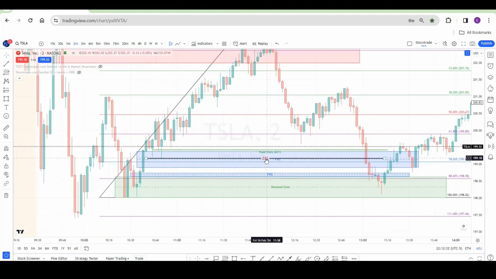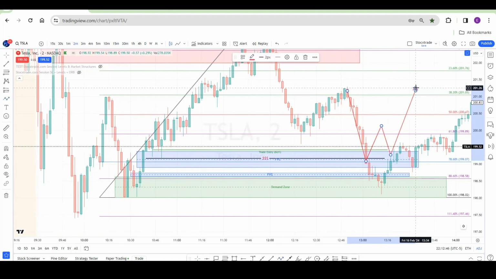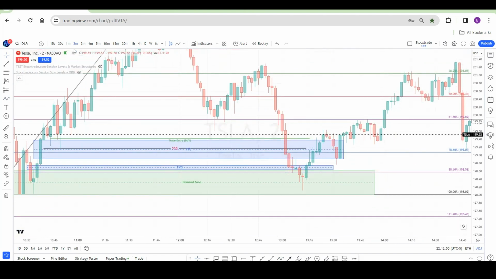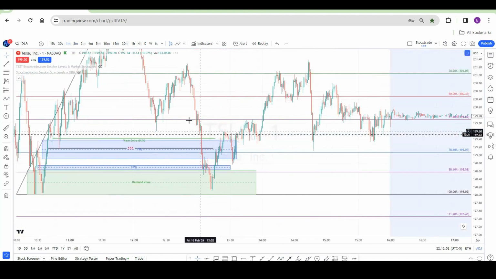This is the fair value gap. We want the price to come here and retrace. If it retraces from here, wait for the change of character. Okay, you know the process. So what happened? This is the 2 minute chart, shift to 1 minute.